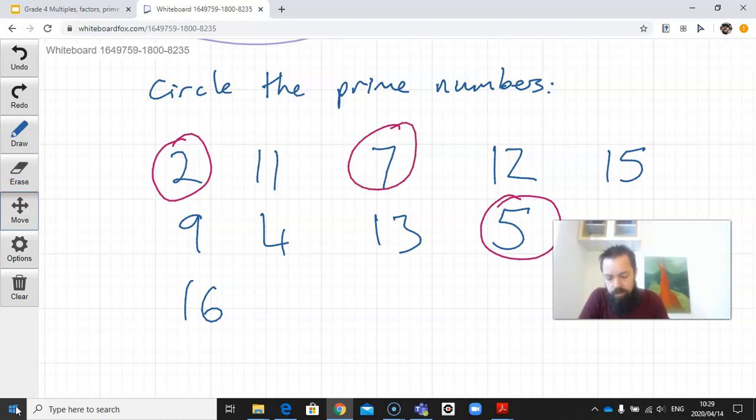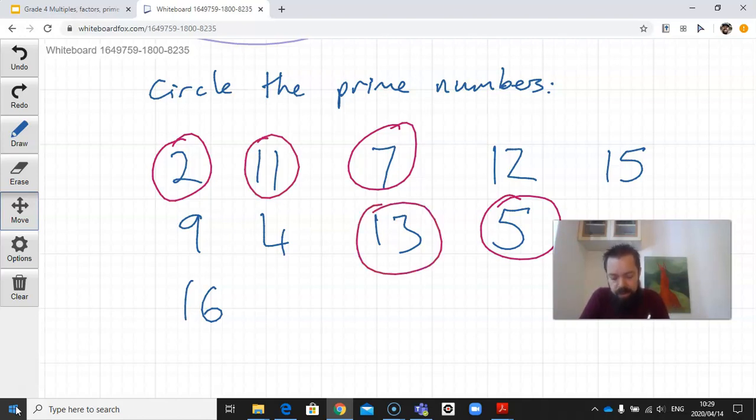9 was our next. 1 fits in, 9 fits in, but 3 also fits in, so it's not prime. 11, 1 and 11 fit in, and that's the only 2, so that one's prime. 13, we did as well. 1 and 13 fit in, so that's prime. 12, we did, and we found that 1, 2, 3, 4, 6, and 12 fit in, so that's not prime. 15, 1 and 15 fit in, so do 3 and 5, so that's not prime. And 16, also not prime.